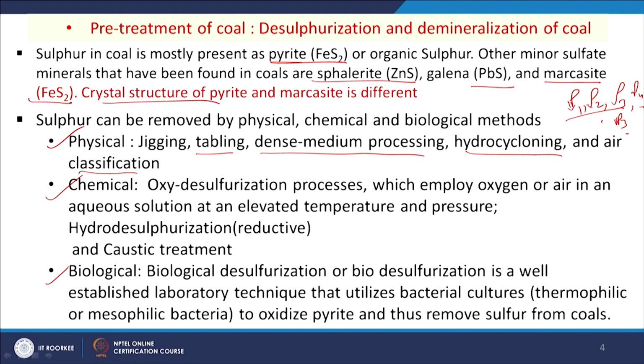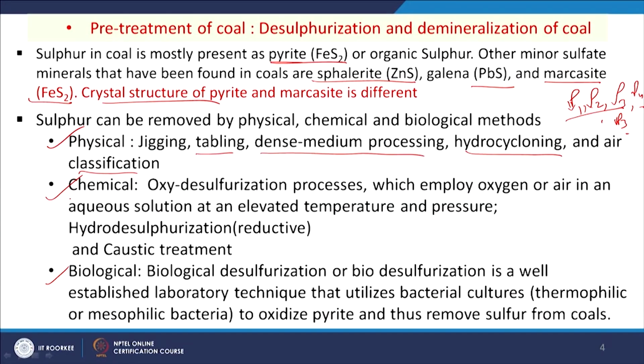So, that way we can clean the coal from impurities like ash contents, basically mineral contents, which have higher specific gravity than the coal particle. Now, the physical methods are suitable to remove the minerals, but the sulphur which is available in organic form is not very easy to separate by this method. So, chemical methods are used in this case.